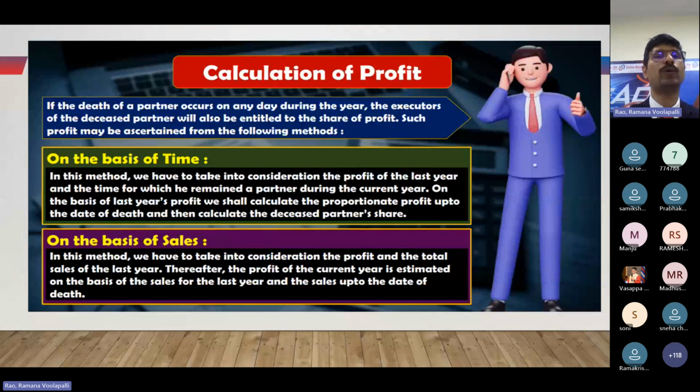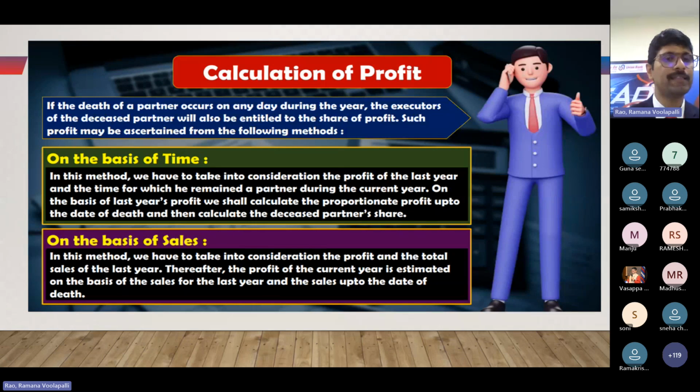Calculation of the profit, as I told, has to be done till the date of the death of that particular partner. The death of a partner may occur on any day during the year. The executor of the deceased partner will also be entitled to the share of profit. Such profit may be ascertained by the following methods. There are two methods to calculate the profit: on the basis of time, and the second method is on the basis of sales.